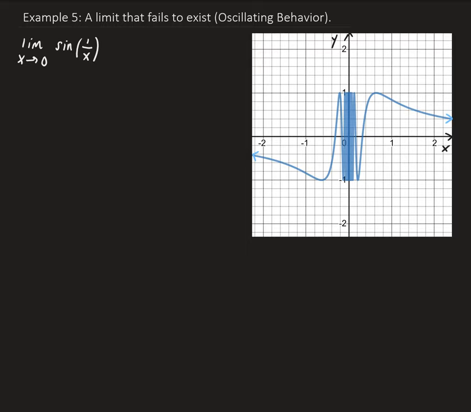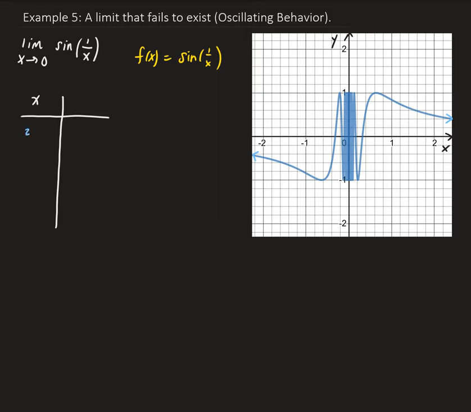To show that this limit doesn't exist, we're going to use a table. All right, so let's build our table. I'm going to pick the x values so that they approach zero, and at the same time we can easily evaluate them in our function, sine of 1 over x.